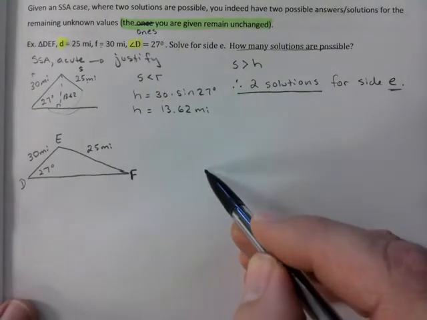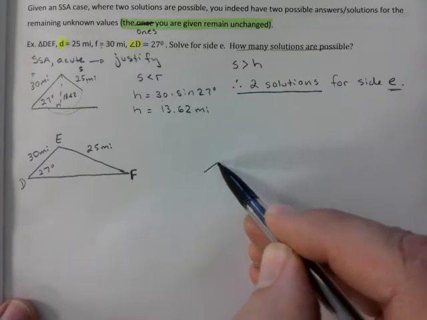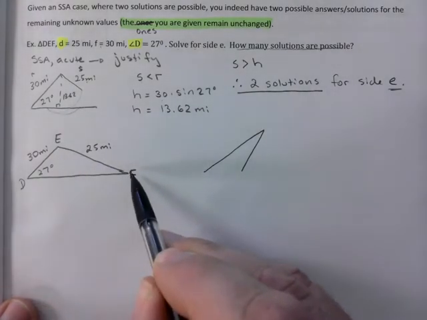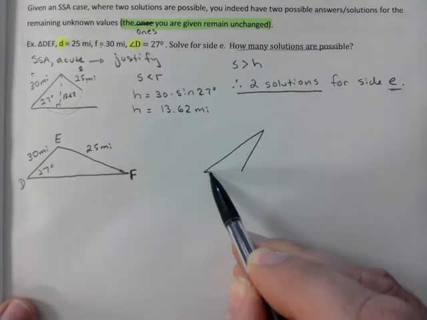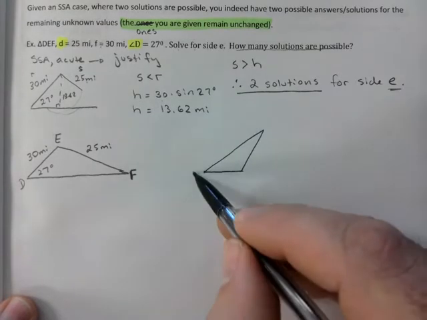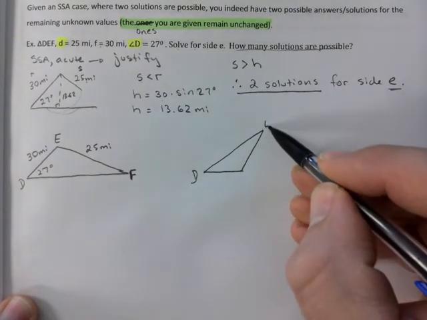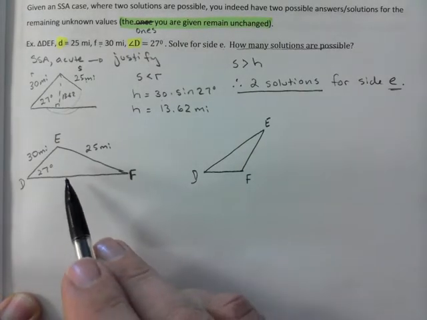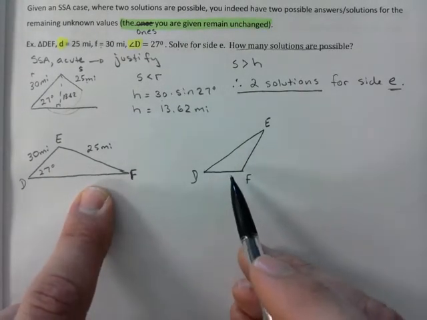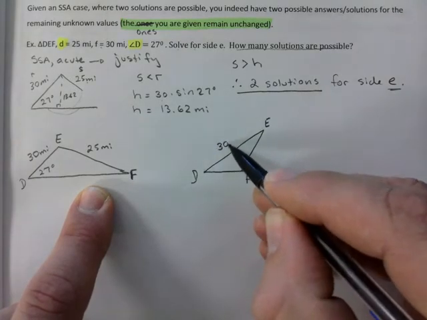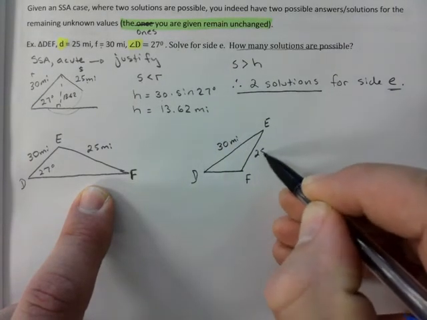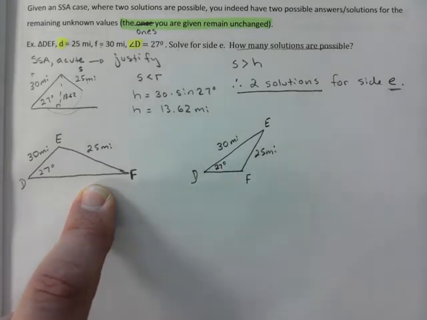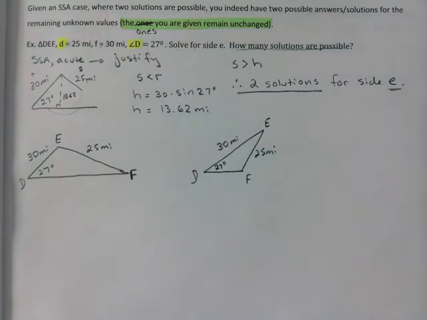But you have another one created, right? The other one is like this. It's kind of like this, and then it swings in. Like this side right here is either swinging out or it's swinging in. And you do the same thing, D, E, F. It's basically the same thing as before, except it swung in. And so this is 30 miles, this is 25 miles, and this is 27 degrees. The information that you're given stays the same.